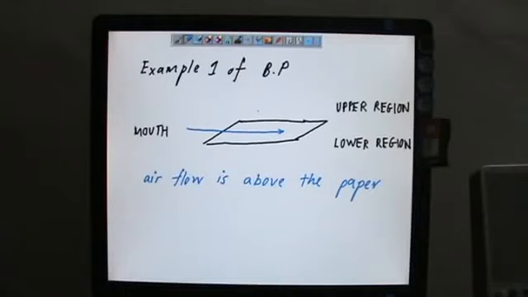Let's try to relate Bernoulli's principle to our daily lives by trying example 1. If your mouth is here and you blow air above the paper, the airflow is above the paper, so you are actually creating very low pressure at the upper region and high pressure at the lower region.